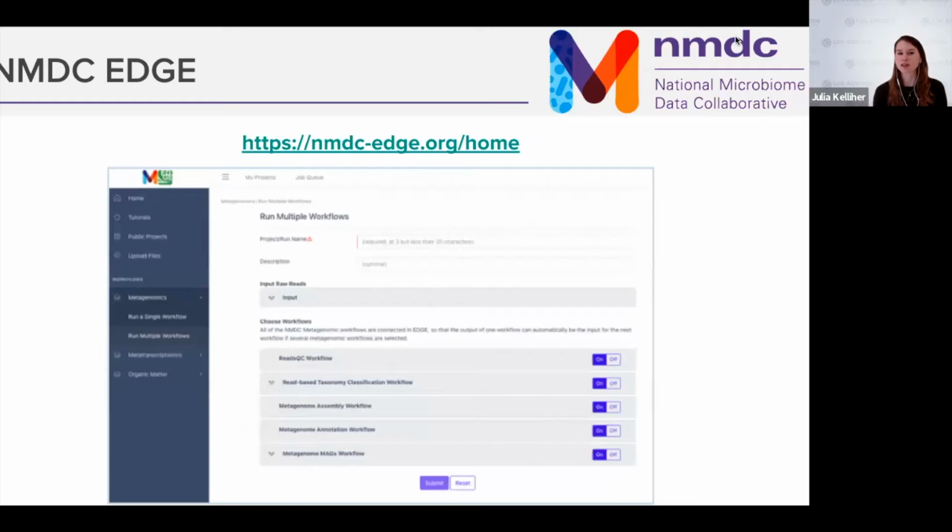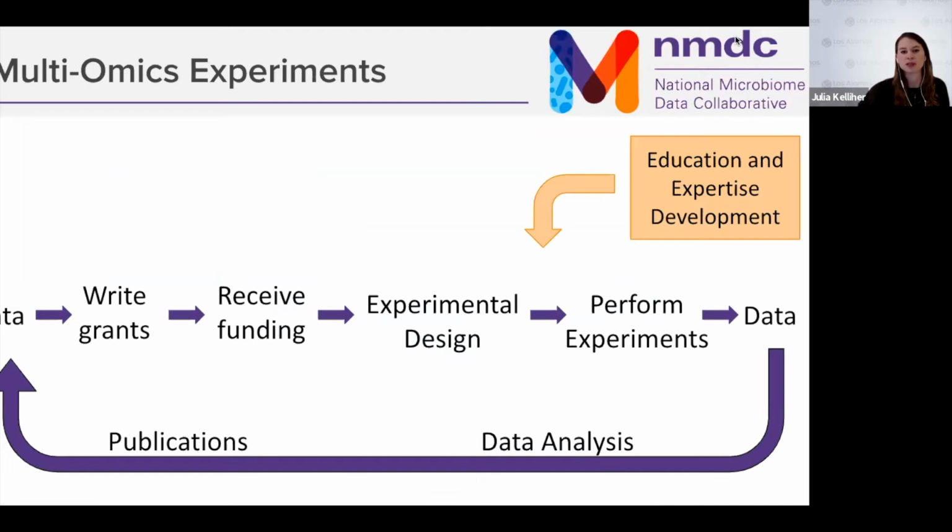And also for accessibility, the NMDC has developed a platform called NMDC EDGE, which offers gold standard best practice bioinformatic workflows for multi-omic data. It's offered in a GUI, so it's really user-friendly, so people with any amount of bioinformatics experience can run these workflows too. So that's a little bit about what NMDC offers.